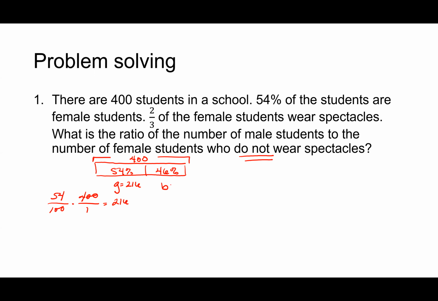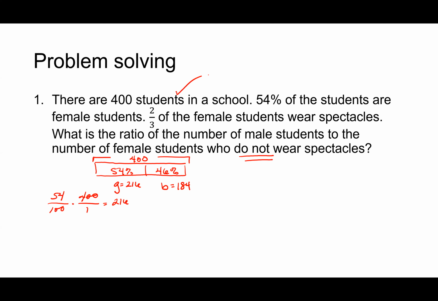Okay, now let's go ahead and subtract 216 from 400 to figure out how many boys we have. So if we subtract 200 from 400, we get 200. Let's subtract another 16. So we get 100 and what, guys? 184 boys. Okay. All right, we have tackled the first part of the problem.